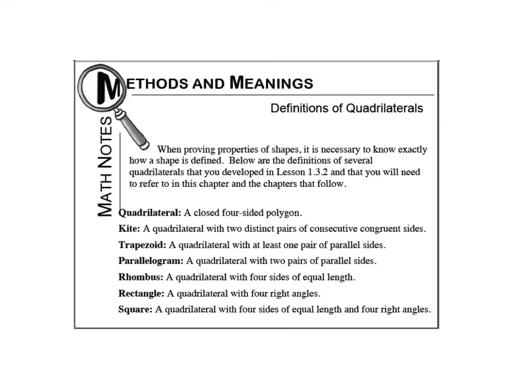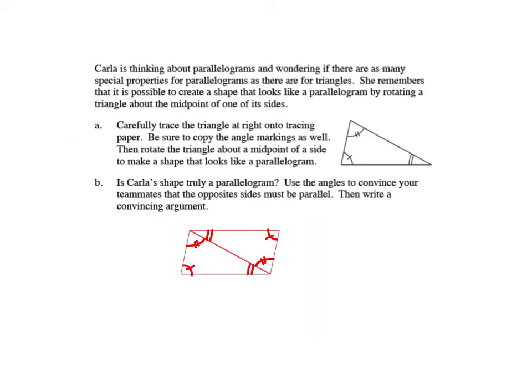Before we get too in-depth with these quadrilaterals, it's helpful to revisit the definitions just so we're all on the same page. Today we're going to be focusing on two types of quadrilaterals, which are closed four-sided polygons. We are first going to be looking at parallelograms, which is defined to be a quadrilateral with two pairs of parallel sides. And then we're going to look at, briefly, just a kite, and that is a quadrilateral with two distinct pairs of consecutive congruent sides. But first, we'll look at the quadrilaterals.